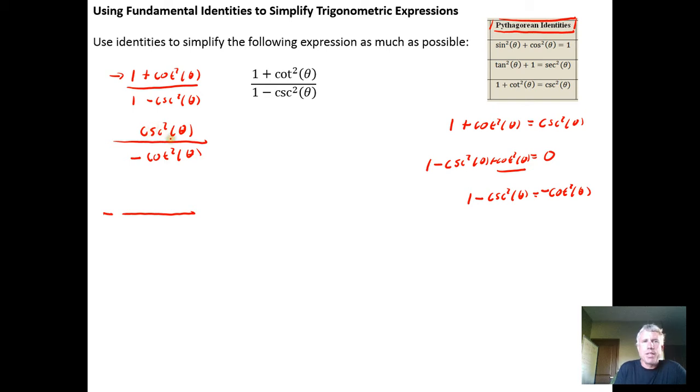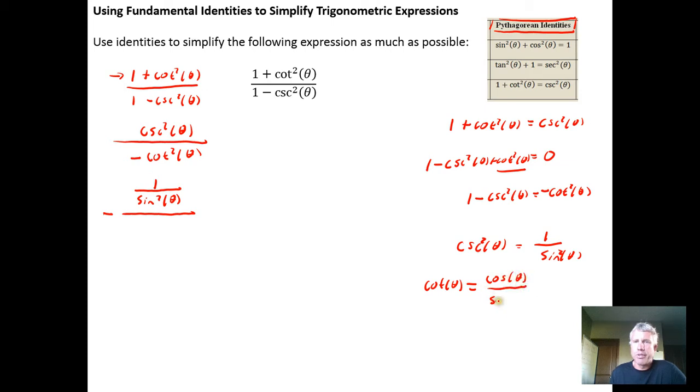And then what I want to remember is that the cosecant of theta is just 1 over the sine of theta. So if I have the cosecant squared, it's going to be 1 over the sine squared. So I can rewrite the cosecant squared as 1 over the sine squared of theta. And the cotangent of theta by our ratio identities is also written as the cosine of theta over the sine of theta. So I can make that substitution in the denominator.